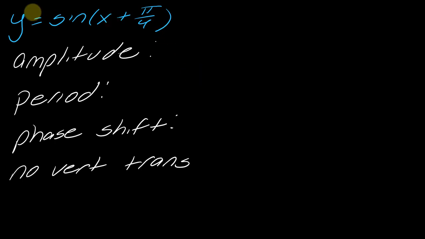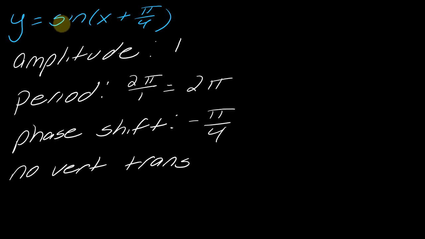So there's no number on the outside, so there's no vertical translation in this case. But the amplitude is going to be 1, right? There's no number in front of this, so we just assume it's 1. The period is 2 pi over 1. There's no number attached to the x, so the period is just going to be 2 pi. And then the phase shift is just going to be the opposite sign here, negative pi over 4. And since this is all divided by 1, the phase shift is negative pi over 4.